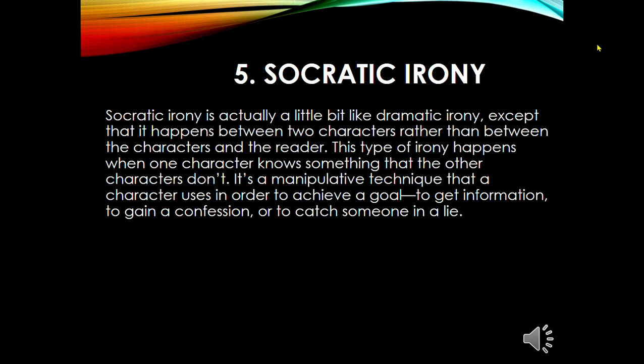Fifth is where Socratic irony is utilized. Socratic irony is actually a little bit like dramatic irony, except that it happens between two characters rather than between the characters and the reader. This type of irony happens when one character knows something that the other character doesn't. It is a manipulative technique that a character uses in order to achieve a goal, to get information, to gain a confession, or to catch someone in a lie.